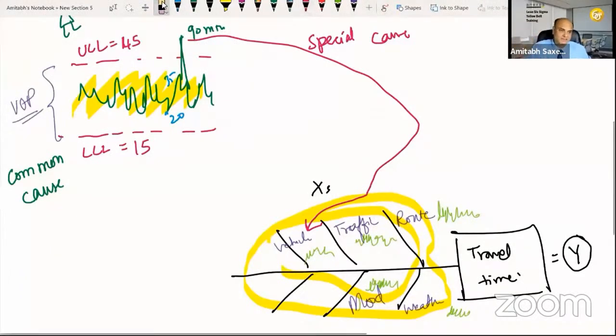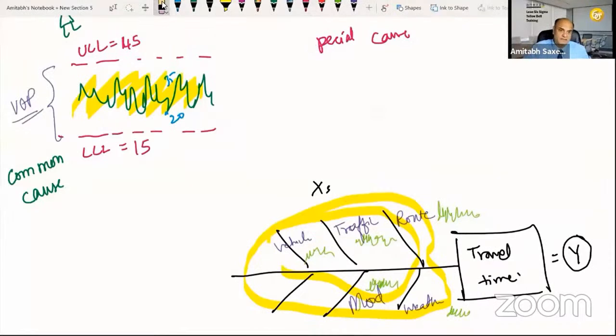But for this variation, no immediate action can be taken. But that's what happens in an organization. We are mistaken. In a sales company, let's say this is a sales process, $15,000 to $45,000 is our daily sales or weekly sales or monthly sales, whatever it is.